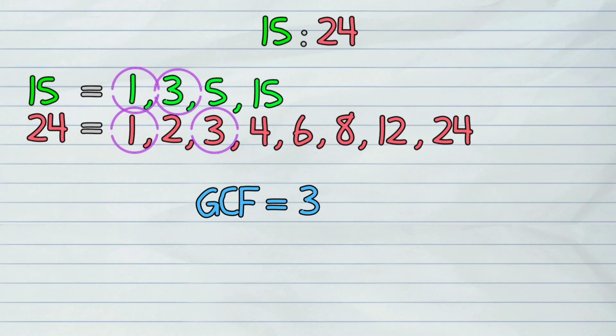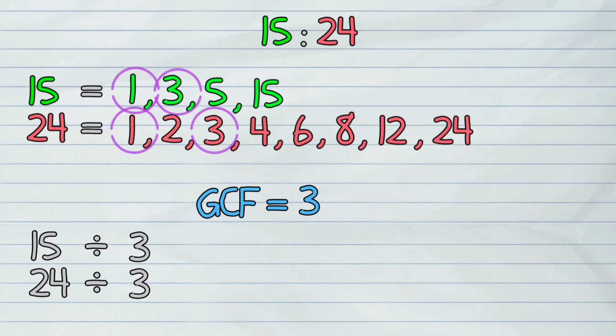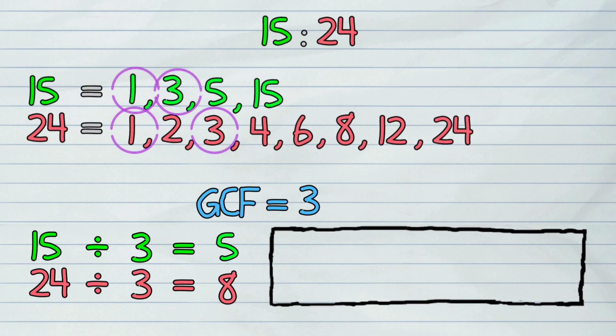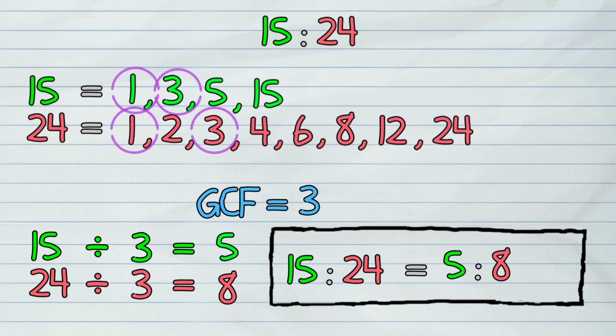Once we identify the GCF, we need to divide both numbers by it. 15 divided by 3 is 5. 24 divided by 3 is 8. Therefore, the simplified ratio of 15 is to 24 is 5 is to 8.